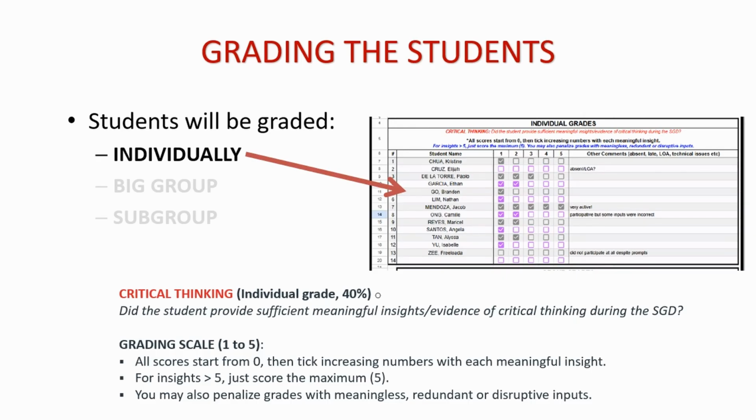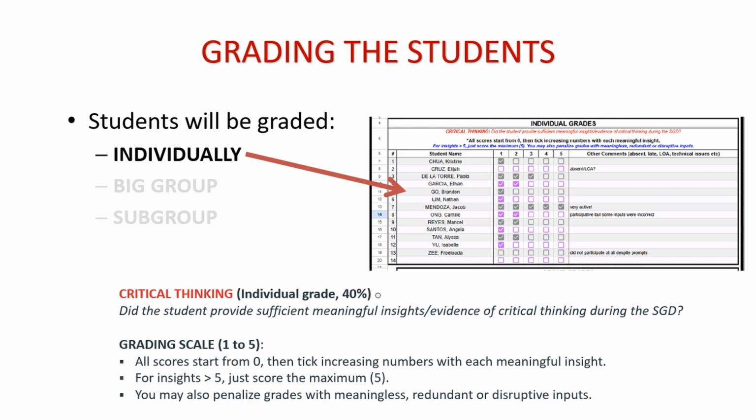For individual grading, students will be graded individually for their critical thinking. As a guide question for the critical thinking rubric, did the student provide sufficient meaningful insights or evidence of critical thinking during the SGD?